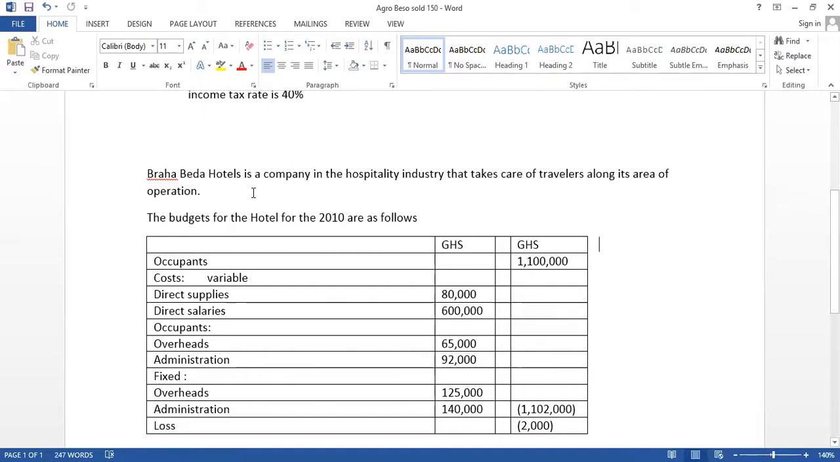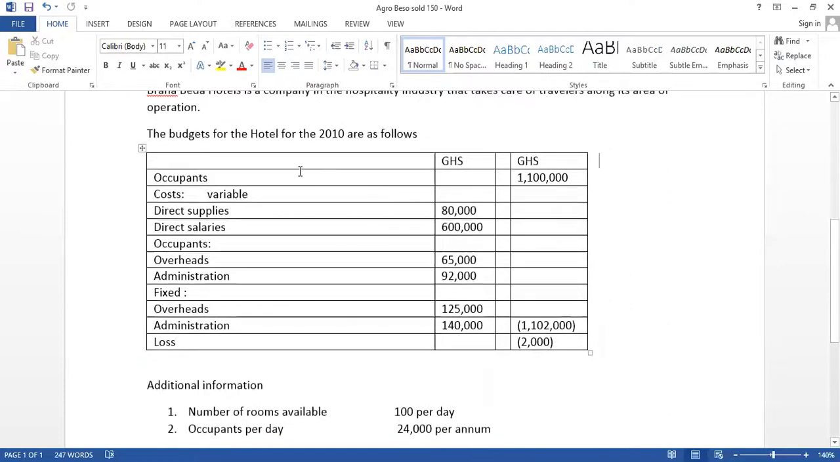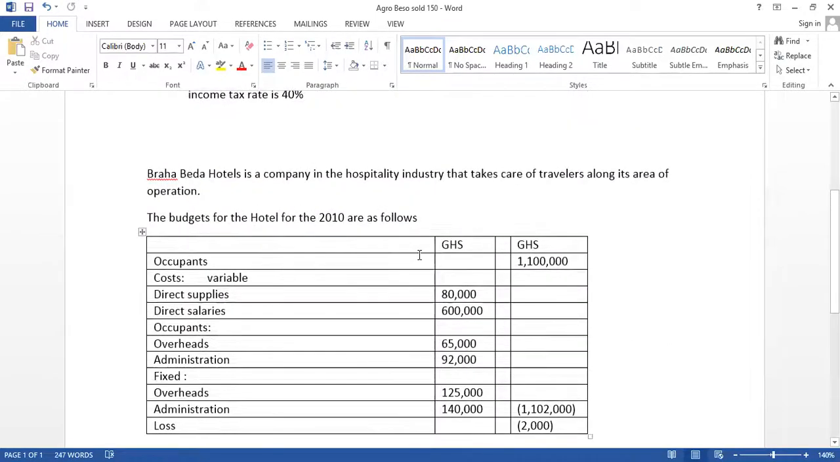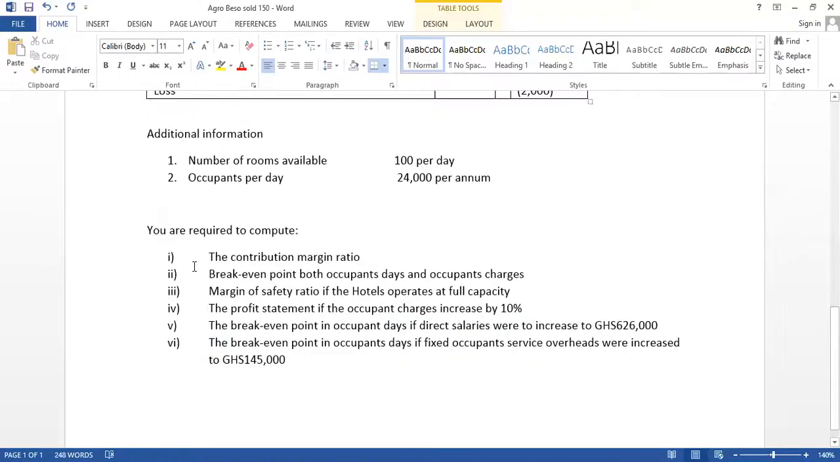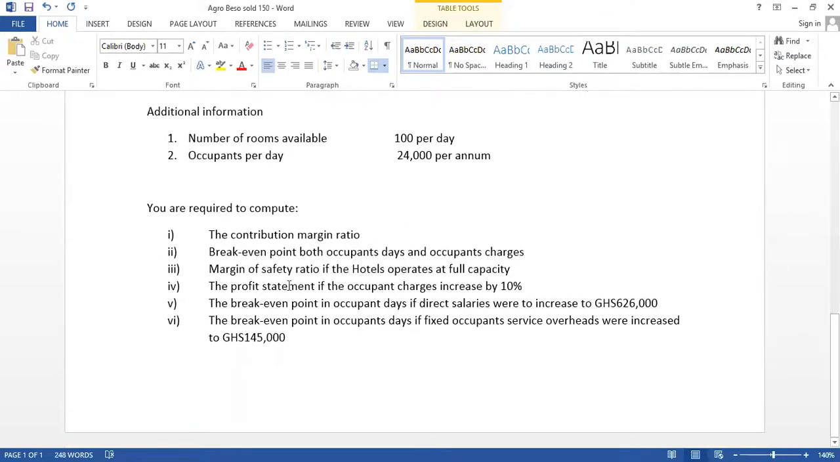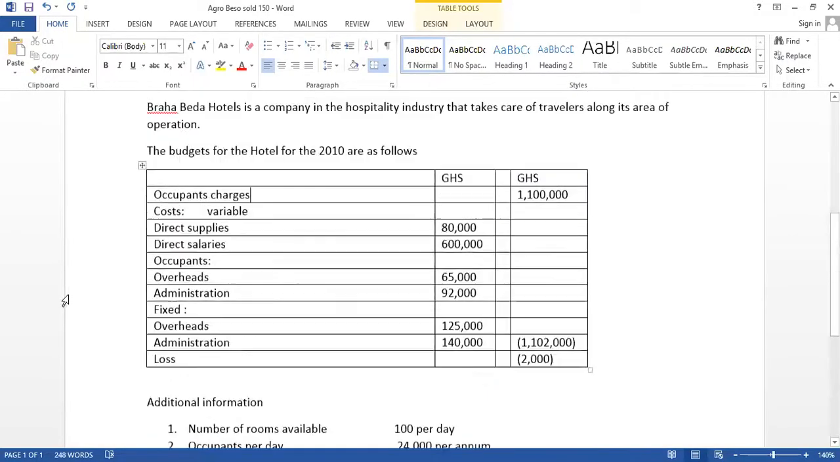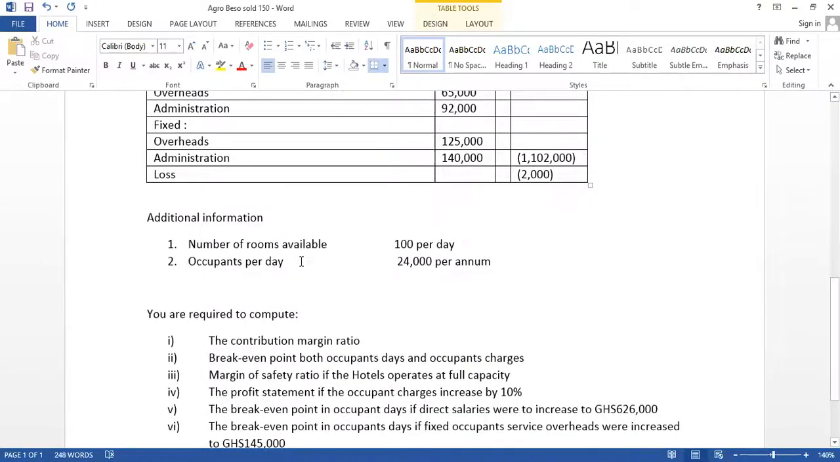Brahabeda Hotels, the company that is in hospitality, taking care. Now, you know that they are into service. So for service, they don't have sales in a hotel. They have charges, based on the number of persons, and they charge per person. That's the selling price, and you get the total value. So this one is occupant charges. So we said the question is under construction. And then the requirements: compute the contribution ratio, break-even point, both in sales and units, and then the profit statement, if the occupant charges increase by 10%. So take note. I'll forward it to you and you do that. And then the solution will follow at the intervention stage.